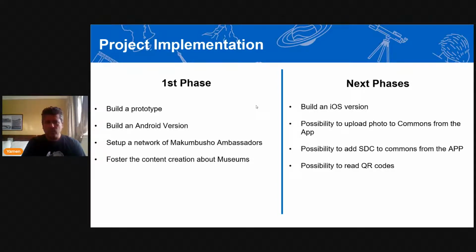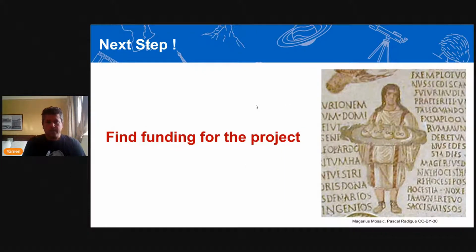In the next phases, we are going to build an iOS version for iPhone and iPad. We will add the possibility to upload photos to Commons from the app, to the right category, done automatically, and the possibility to add SDC to Commons from the app, like games built in the app. And also the possibility to read a QR code to detect the article automatically instead of searching for it. The major next step for this project is to find the funding to finish building the platform and make it available for the local communities.